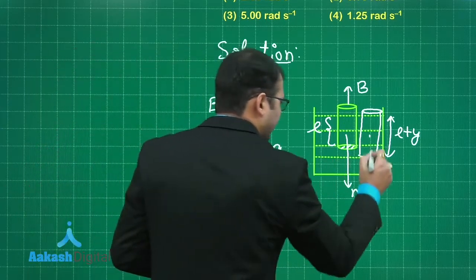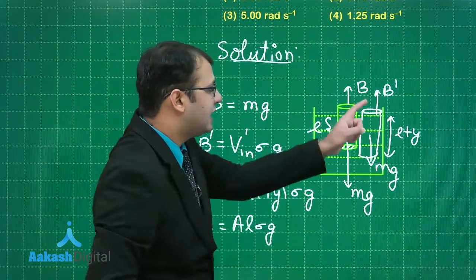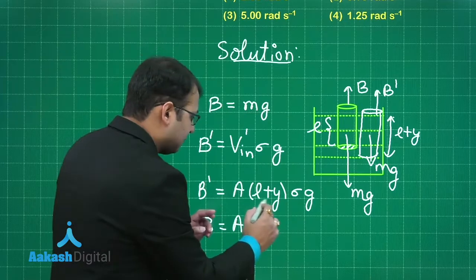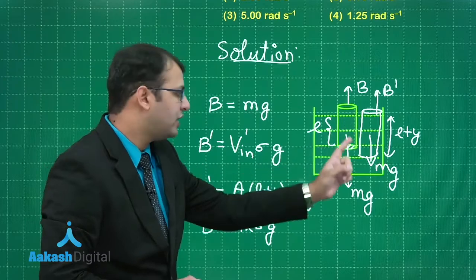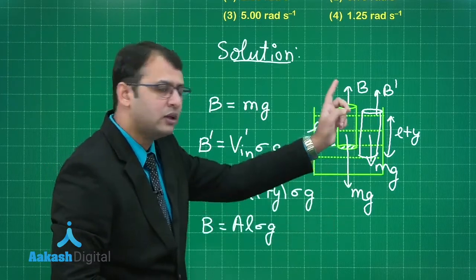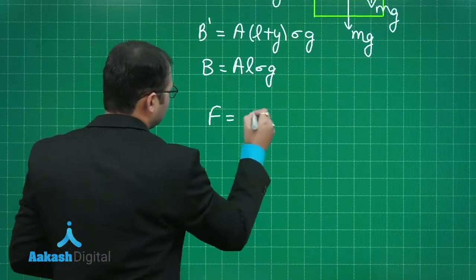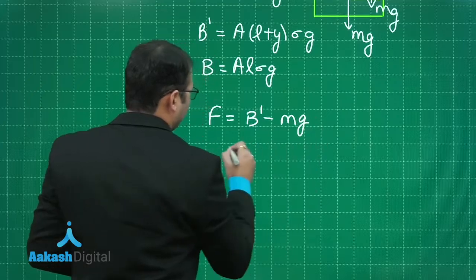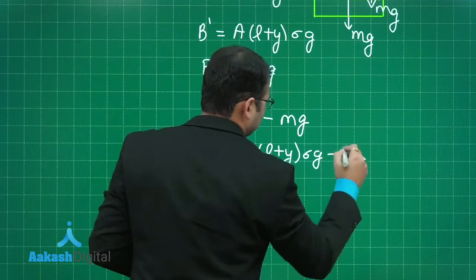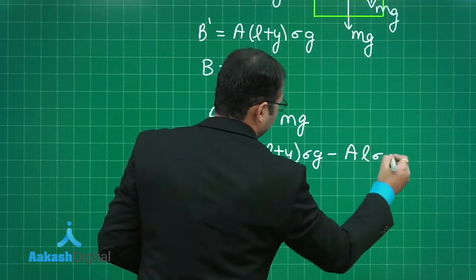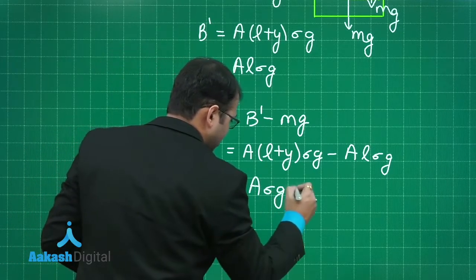At the new point of time, where mg is still acting downward and B dash is acting upwards, B dash will be greater than this mg. As you can see, this is l plus y, and normally it was l sigma g here. B dash being extra or greater than mg, it will push the body upwards. That will create a restoring force, and that restoring force value would be F equals B dash minus mg. Putting the values, A (l plus y) sigma g minus, instead of mg I am just writing A l sigma g. I will find this is A sigma g into y.